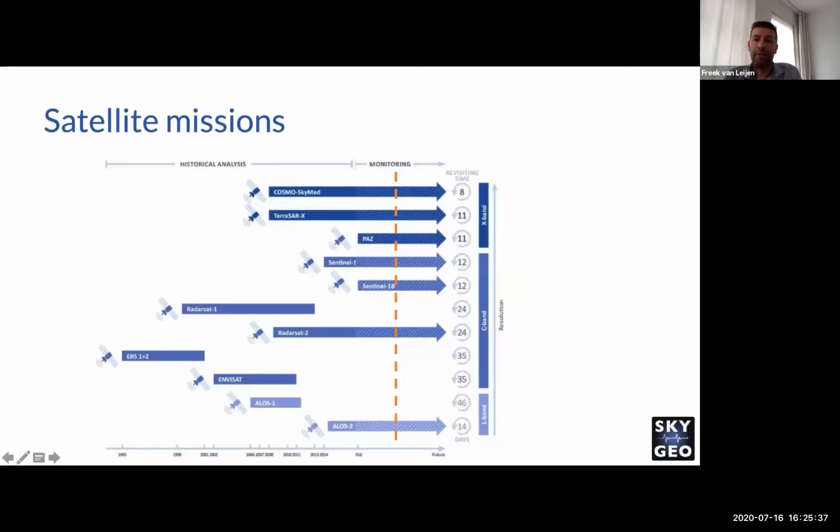Okay, so back to the satellite missions. What we see is that, as I mentioned, we have current satellite missions available, and we have satellite missions in the past. So we can make choices as we like, what is the most optimal configuration. And actually these satellites have a certain resolution and also a certain wavelength.